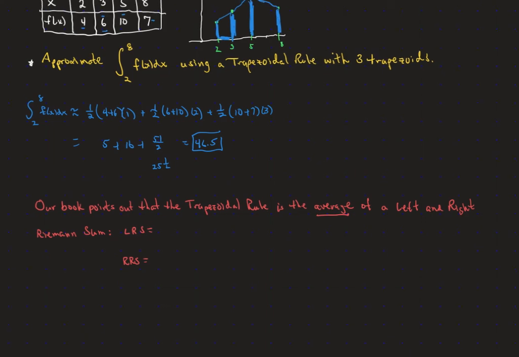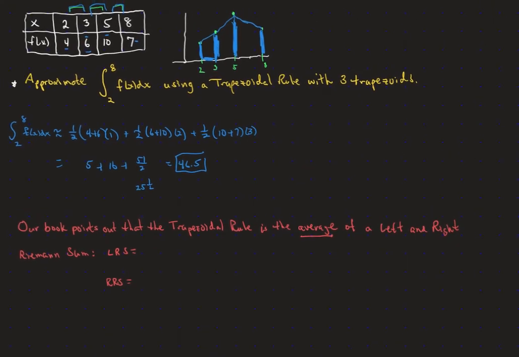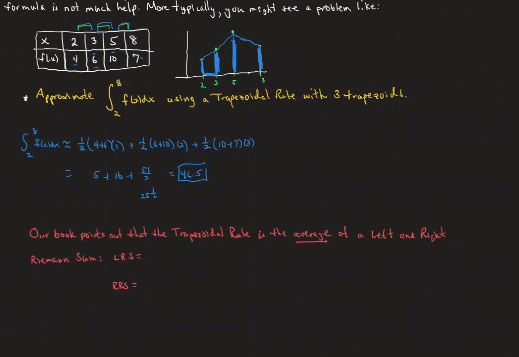So our book points out that the trapezoidal rule is actually the same thing. It's equal to the average of a left and right Riemann sum. So just to remember, let's see if we can do a left Riemann sum. So now we're doing the base times the height of our rectangles. The base is going to be the delta x, which is going to be that 3 minus 2, and the height is going to be the left one, that's going to be the 4.